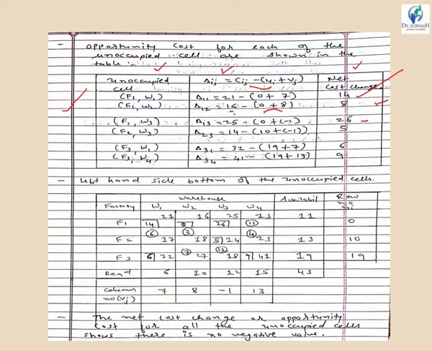Now these values we will put in our main table inside boxes. As you can see, these values shown in the box are the opportunity cost of all the unoccupied cells. So for this first unoccupied cell it is 14, for second it is 8, for third it is 26, then for this particular cell it is 5, for this particular cell it is 6, and for this it is 9. So all the values of the opportunity cost are shown in the table inside the box.